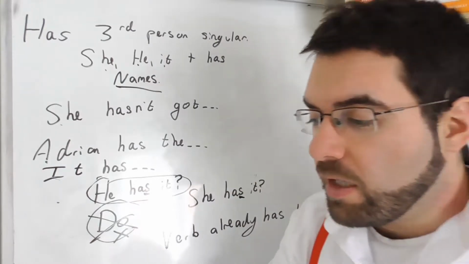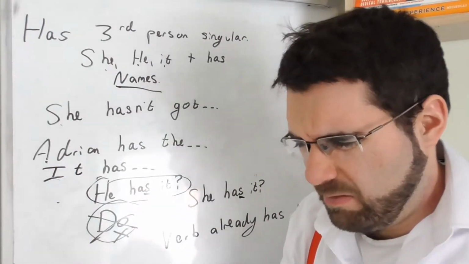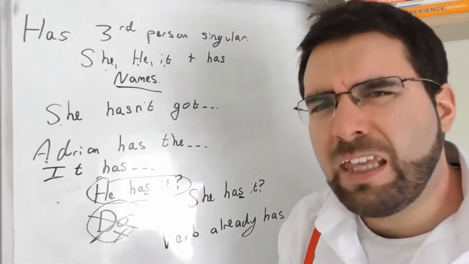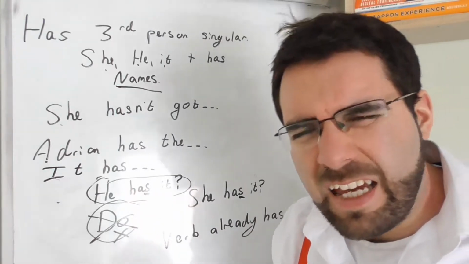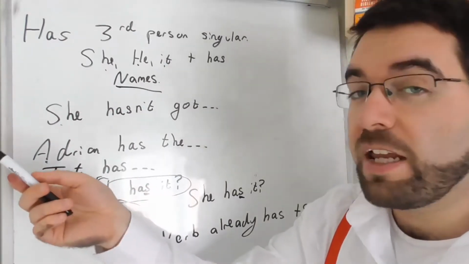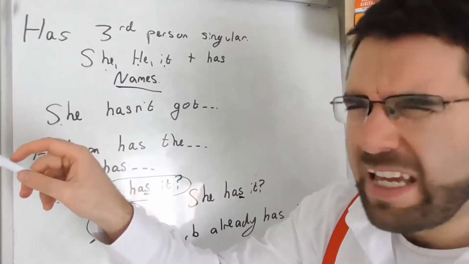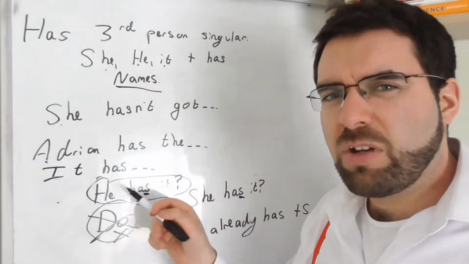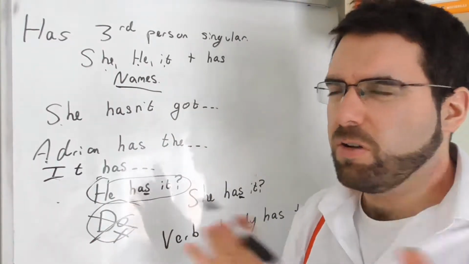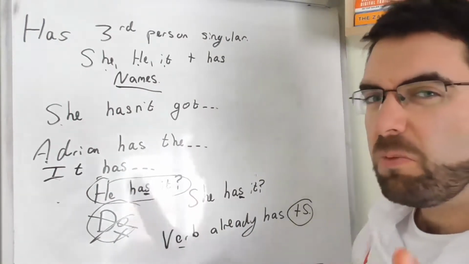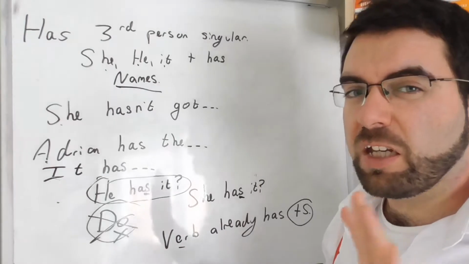He has the chair. It has a tail. Adrian has the guitar. Adrian has the guitar? Does Adrian has the guitar? No. So look, the verb already has S. So we don't need to put do or does to make it a question.